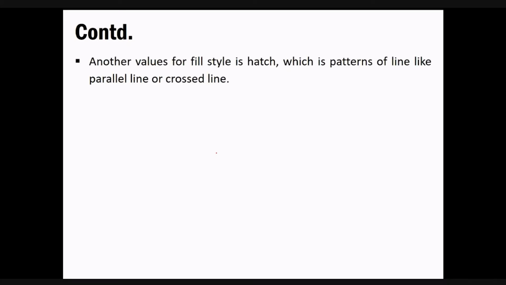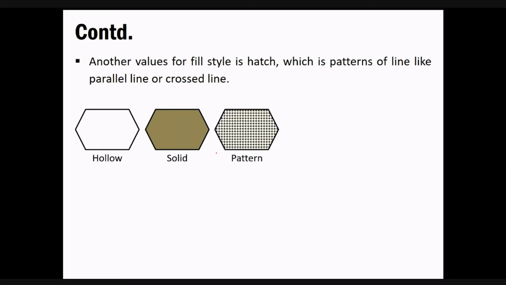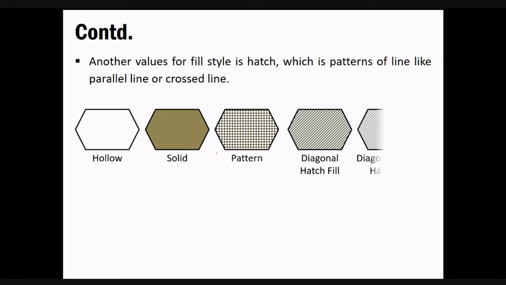Another value for fill style is hatch. Now what is this hatch? Basically it is a pattern of lines that looks like parallel lines or cross lines. So we will be having something like this in the hatch field. So we have hollow, solid and then pattern, some particular pattern, based on the intensities that you set in the matrix. And one more thing that we can do is fill it with the hatch fill, and then diagonal cross hatch fill. So these are the things that this package or library gives us, that you can simply put in your object or your shape.